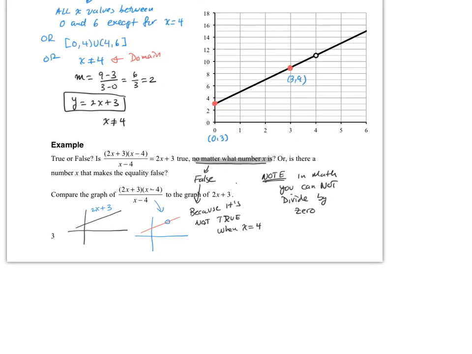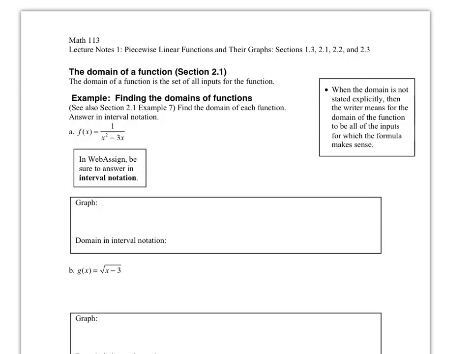So this is actually this graph. But if I only ask you to graph this by itself, then the graph looks like this. There are no holes anywhere. Right, so in this part we're going to find the domain of functions.